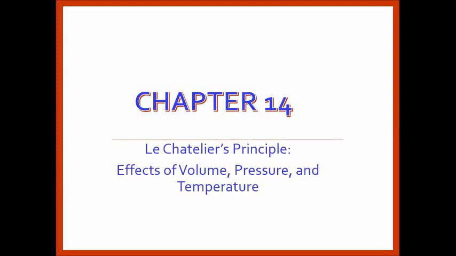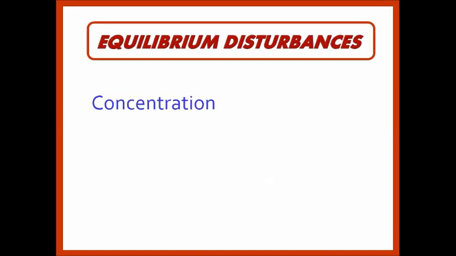Hey guys, so in this video we're going to discuss how certain disturbances like volume, pressure, and temperature affect a chemical system at equilibrium based on Le Chatelier's principle. So in the previous video we discussed how changes in reactant and product concentration affect a reaction equilibrium. Using Le Chatelier's principle, we saw how a chemical system will act to regain equilibrium after this disturbance.